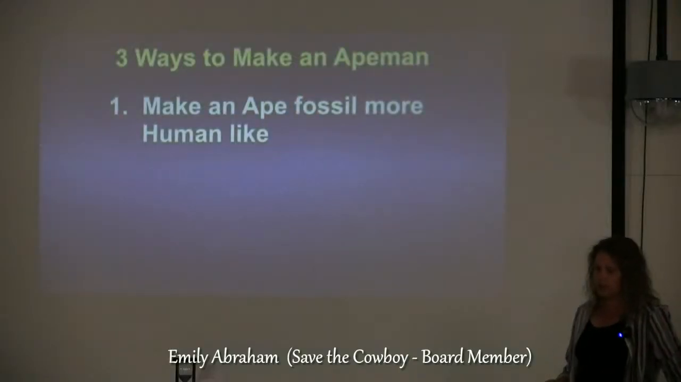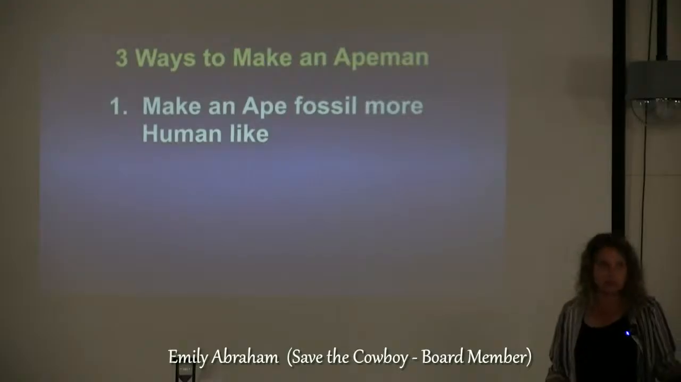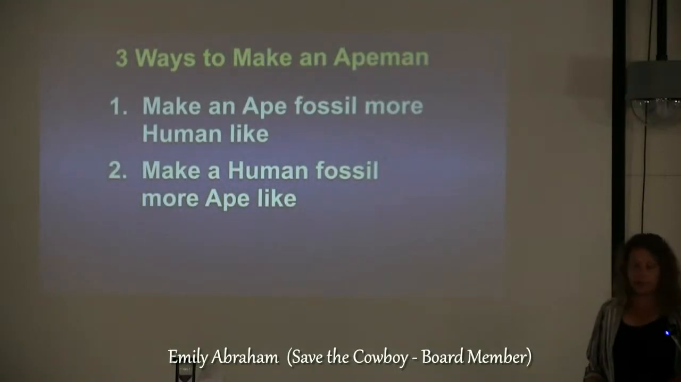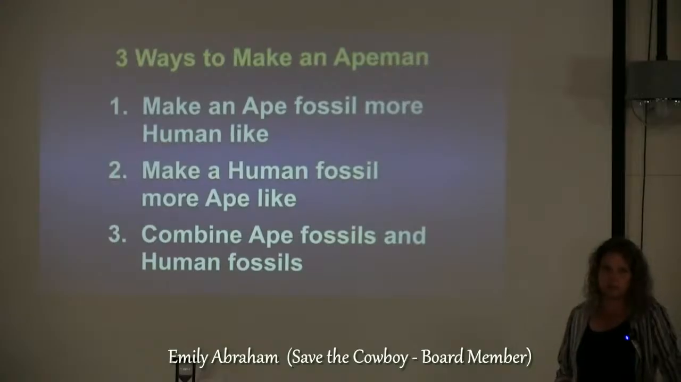There's 3 different ways you can make an ape man. You can make the ape fossils look more human, maybe take a Dremel tool to it, like Dr. Lovejoy did to Lucy. You can make a human fossil more ape-like, or you can just combine the two different kinds of fossils. That's it. The only way you can make an ape man.